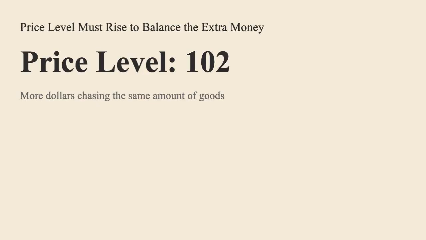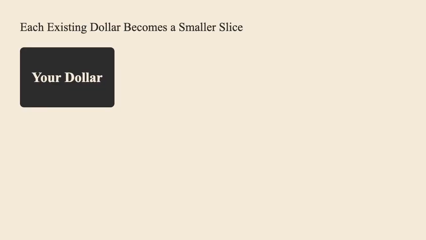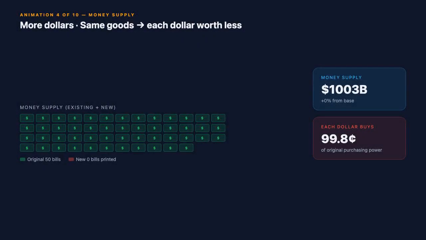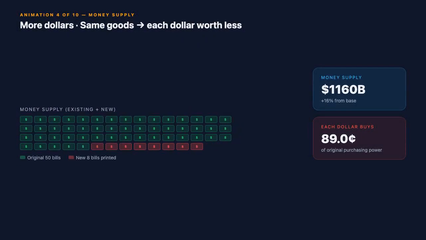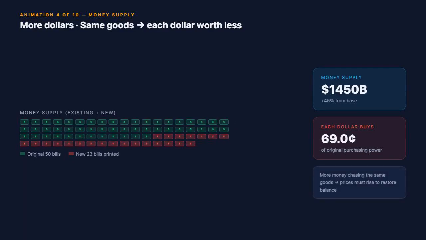Because the quantity of goods and services has not increased at the same rate, the price level must rise to balance the larger number of dollars. After 5 years at this rate, the price level has increased by approximately 28%. Each existing dollar now represents a smaller share of the total goods available. The animation shows the money supply expanding while the value of each individual dollar visibly shrinks.